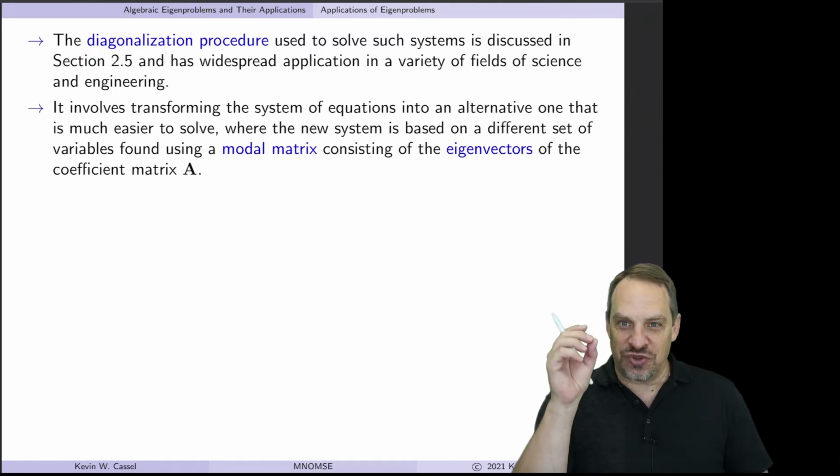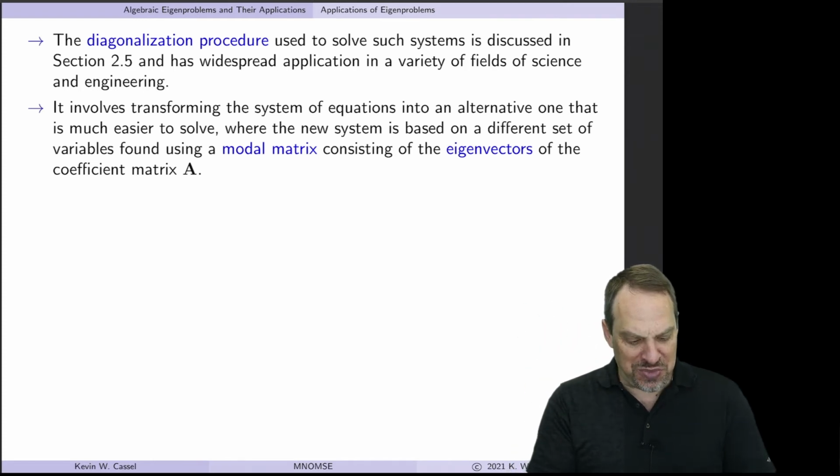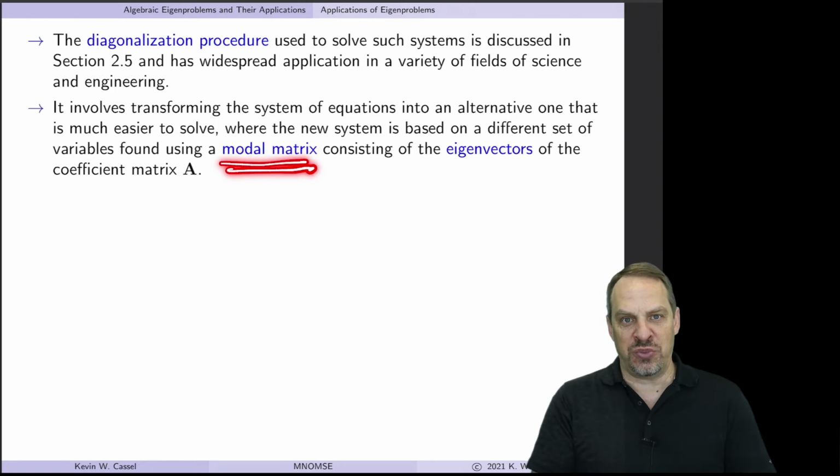The key, though, and so you're thinking, well, where do the eigenvalues and eigenvectors come in? They come in because the matrix that does that transformation, we call it the modal matrix, for reasons you'll see in a later video.